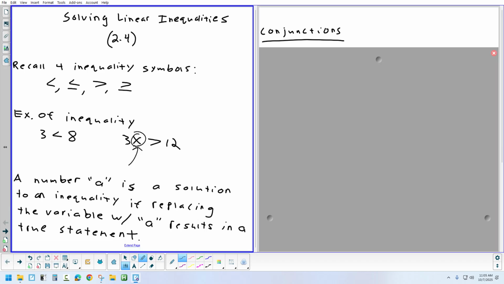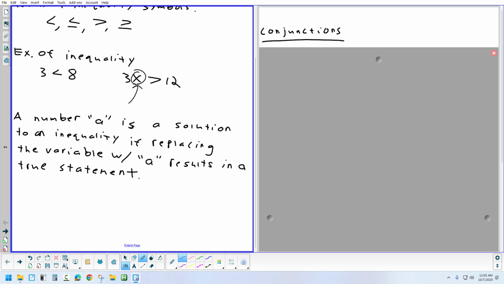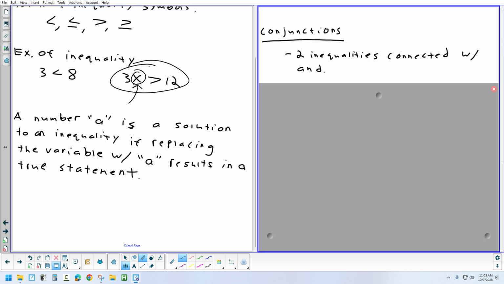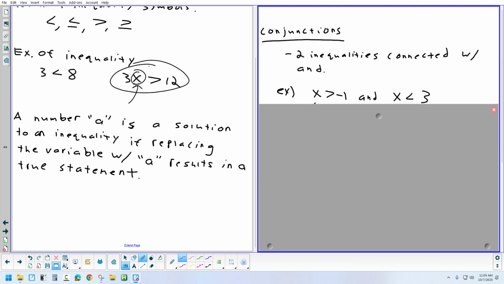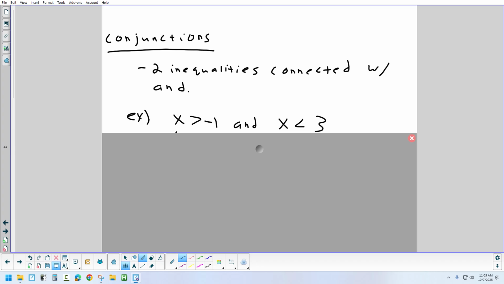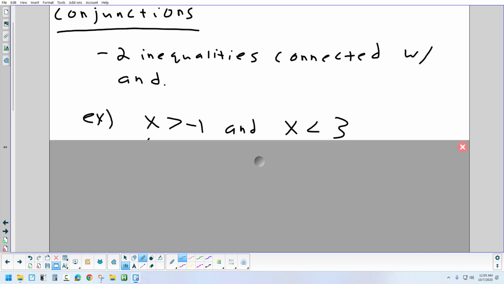Okay. Sometimes we have two inequalities like that, but they're connected with the word and. Okay, that is a conjunction. When we write two inequalities with the word and, that's one way to do it. X is greater than -1, and x is less than 3. Or you can combine them.